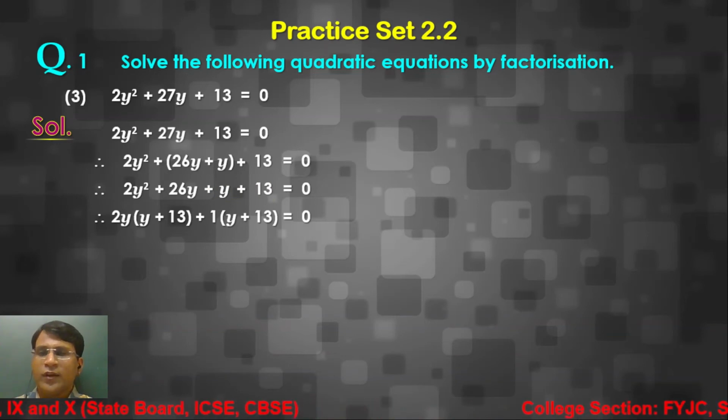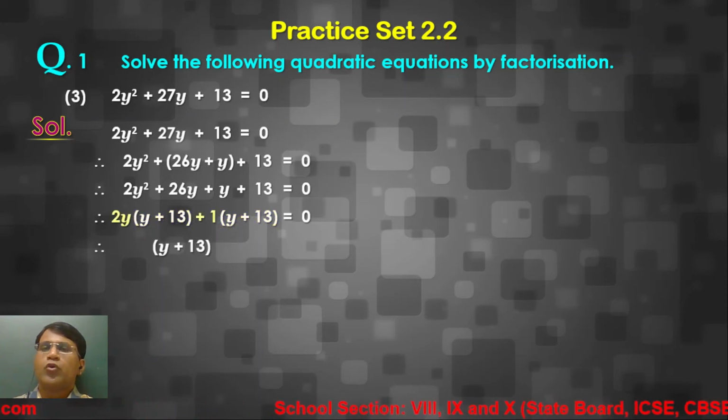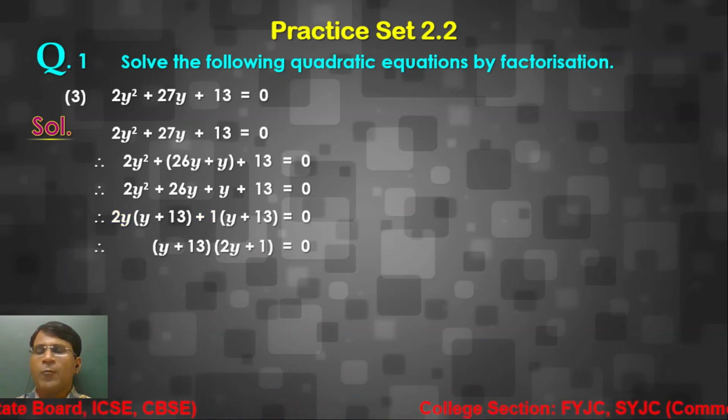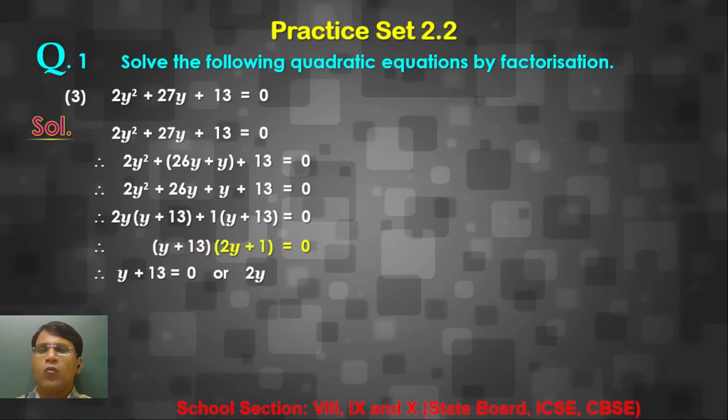Now in both the terms, what is common? Y plus 13 is common. So next step, I can write this as y plus 13 into 2y plus 1 is equals to 0. Now I have got the product of two terms is equals to 0. That means y plus 13 has to be equals to 0 or 2y plus 1 is equals to 0.